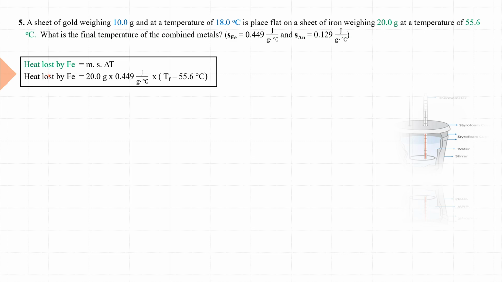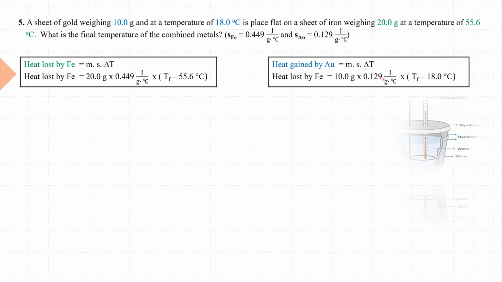So here, heat lost by iron is equal to mass times S times delta T. The mass of the iron is 20 grams times the specific heat of the iron, 0.449, times the temperature change. The final temperature, which we don't know after combining the two metals, minus the initial iron temperature of 55.6 degrees Celsius. This is for the gold metal, initially at 18. After it combined with the hot iron, it gained some heat.